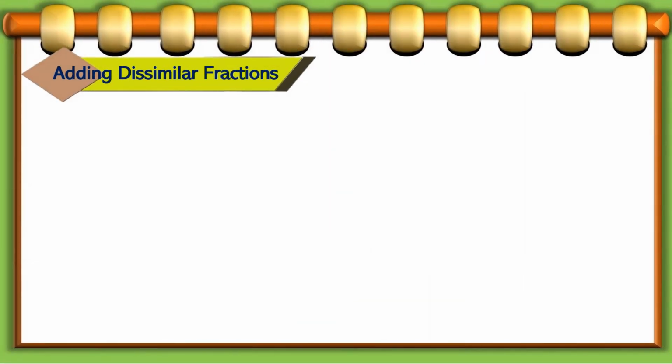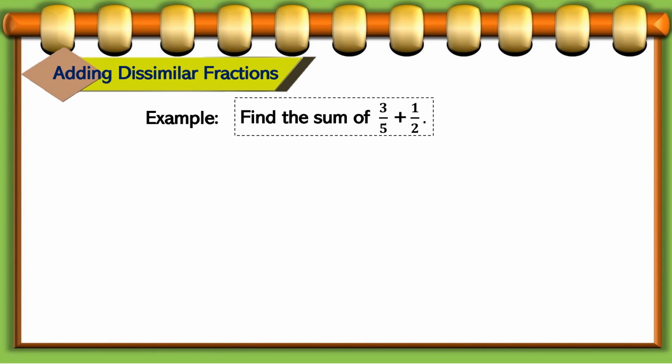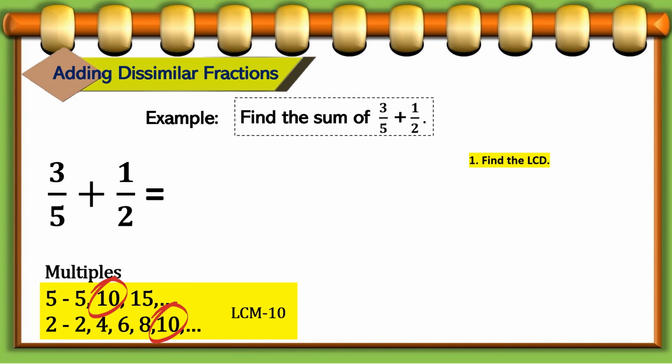Let us have another example. Find the sum of 3/5 plus 1/2. First, find the least common denominator of 5 and 2. By listing their multiples, we have the following. The LCM of 5 and 2 is 10. At the same time, it is the least common denominator.